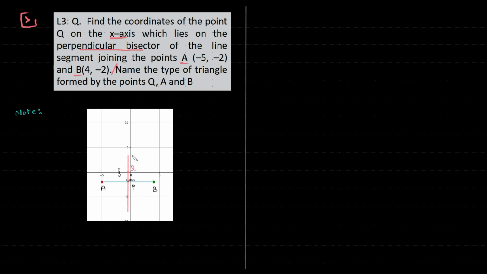So what is the funda? What concept should we use to find this? First thing is, yes, we have to use the distance formula. You would have guessed it, all of you guys would have guessed it. So we have point A (-5, -2), and point B is (4, -2).